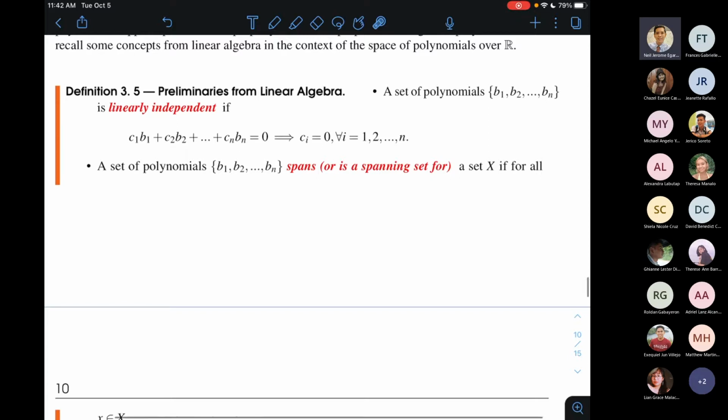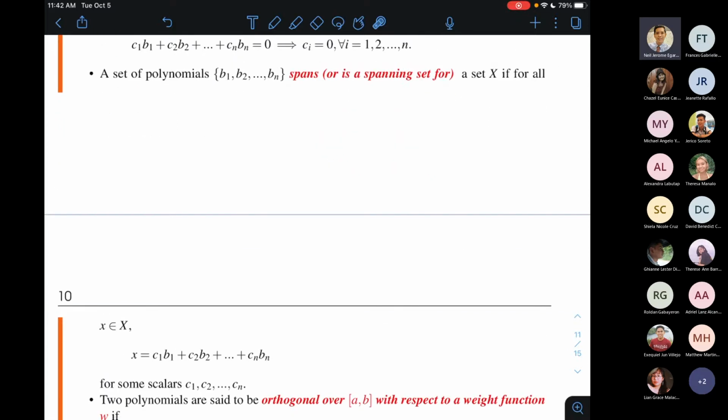Okay? And then next, the set of polynomials spans a set X if every element of the set capital X can be written as a linear combination of those polynomials. So if you can write all the elements of set X as a linear combination of the elements of this set, then we say that the set of the B_i spans, or is a spanning set for, the set X.